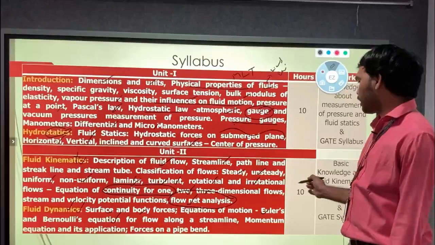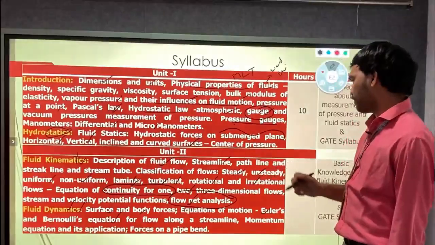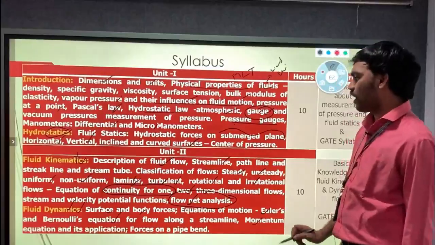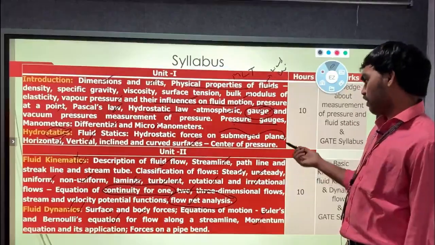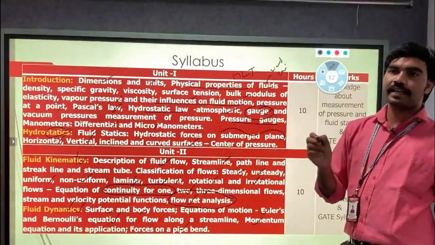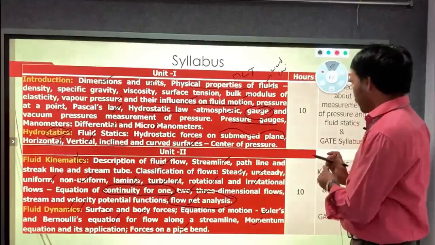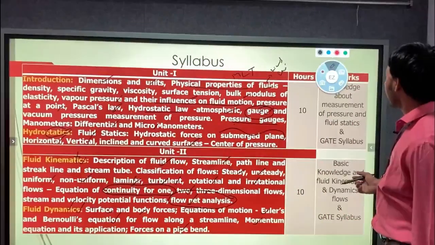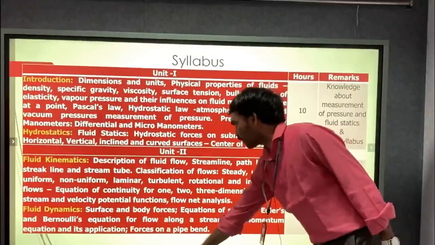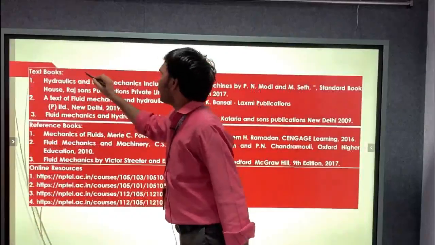This Bernoulli's equation is nothing but, once you derive the Euler's equation, after integrating it you will get the Bernoulli's equation. Next we will discuss the momentum equation and how it is useful in fluid dynamics, and also we will derive the expression for the force exerted by the flowing fluid on a pipe bend. So these are the concepts we will discuss in the second unit. When it comes to the third unit, here we will discuss laminar and turbulent flows.